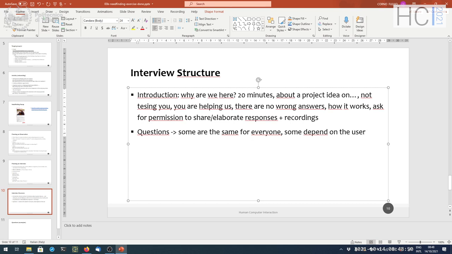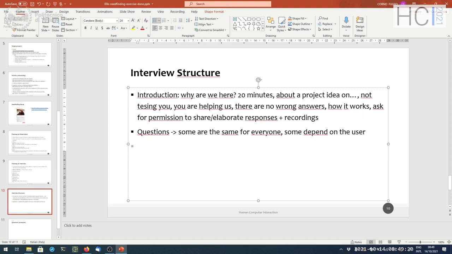Not on the specific individual user, but on the group to which this user belongs. And that's, again, one of the reasons why we need first to think well about the user groups and the type of individuals we are interviewing. Okay? We'll come to the specific examples of questions in the next slide.